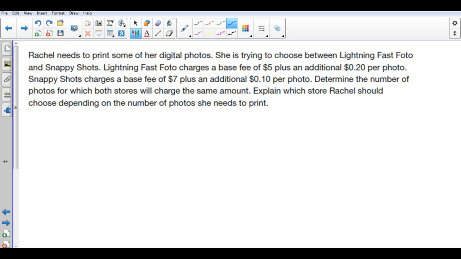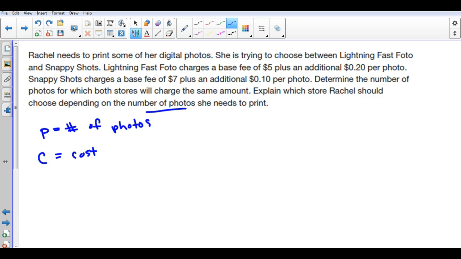So what I'm going to do is write both my equations, but before that I should probably define my variables. So it says determine which store she should choose depending on the number of photos she decides to print. So I'm going to say that P is going to be the number of photos. And what's going to depend on that? So if she produces more photos, that means the cost will be more for both. So I'm going to say the cost is going to be my other variable.